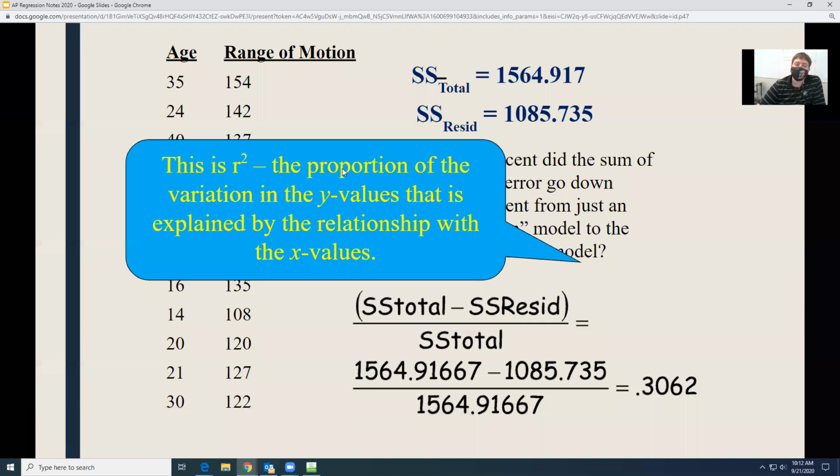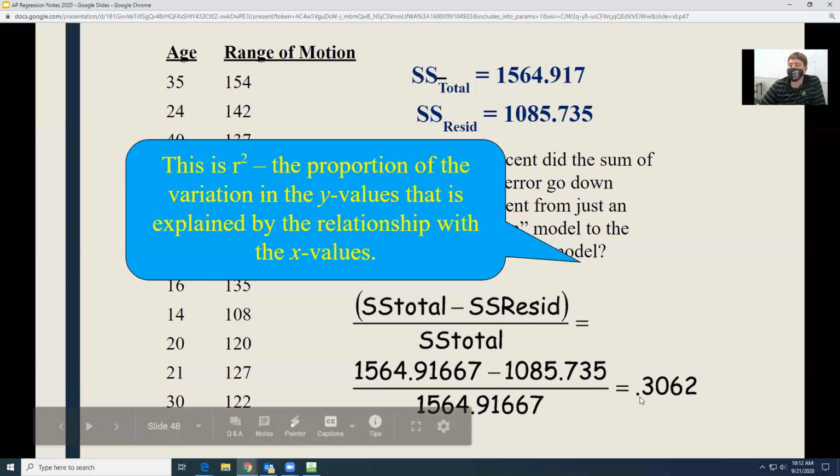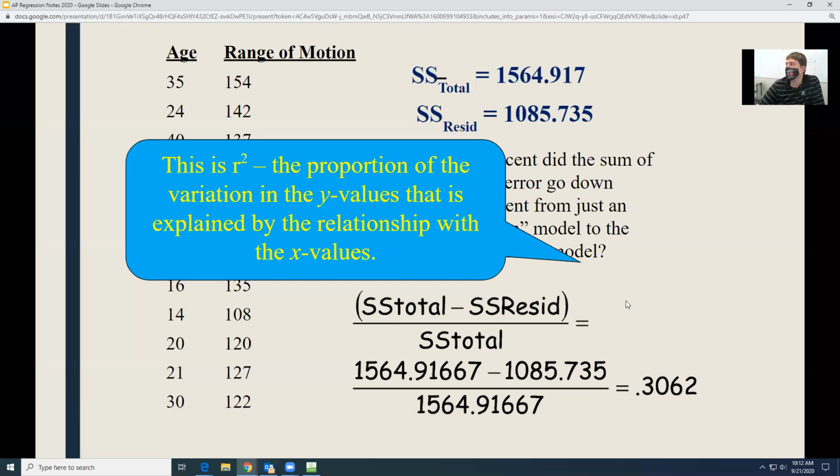This is what we call our R squared: the proportion of variation in Y that is explained by its relationship with the X's. As a doctor, I can say I've been able to explain about 30.6% of my Y values once I know your age. That's very helpful if I'm going into more advanced statistics and I want to make an equation. I want to know how effective age is as a predictor.